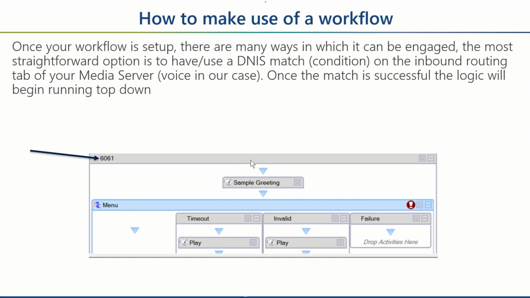One of the easiest ways to do that is by implementing something called a DNIS condition or a DNIS match. So in our example here, this isn't the same queue workflow we were just looking at. It's something a little bit different, but you can see in this particular case that we have a DNIS entry for 6061. If a call comes into the MiCCB from this digit string 6061, what will immediately happen is the caller will hear a greeting of some kind and then be directed to a menu.